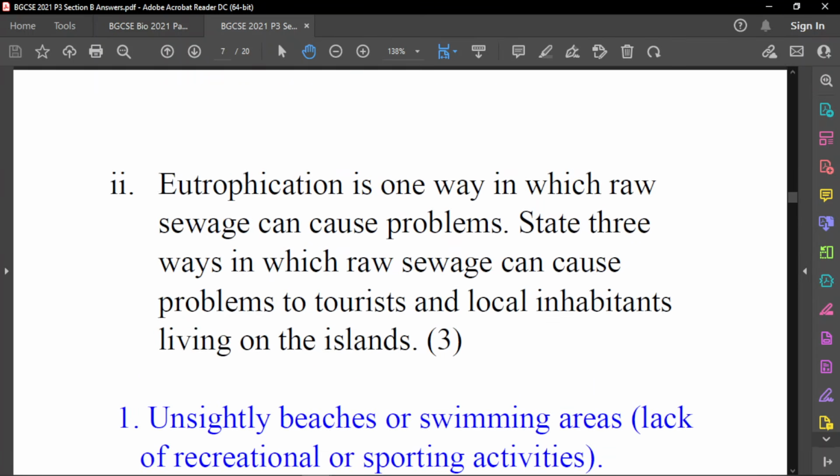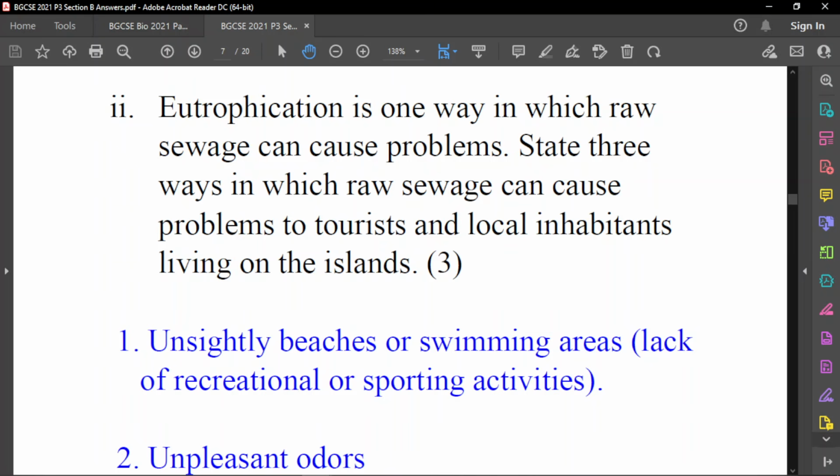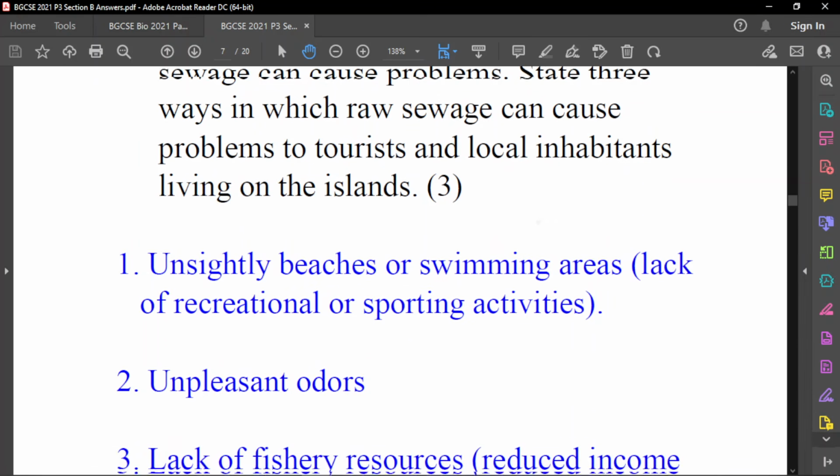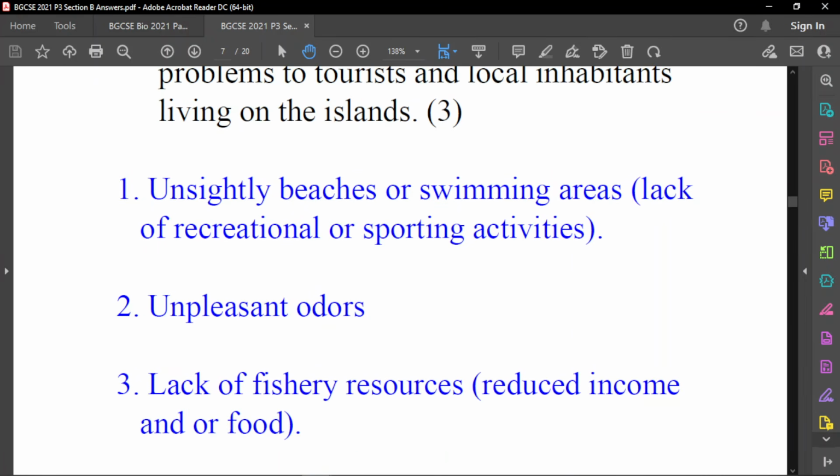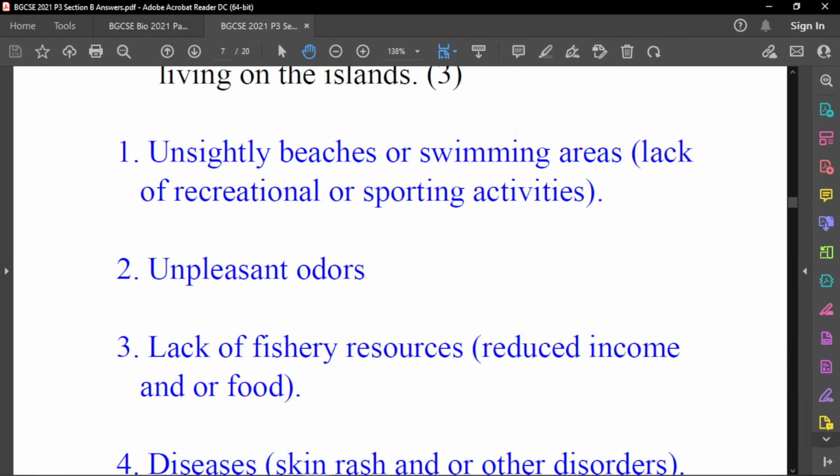All right, so let's go to this part now. Eutrophication is one way in which raw sewage can cause problems. State 3 ways in which raw sewage can cause problems to tourists and local inhabitants living on the islands. So now, besides the environment, how can it affect us, really? So one, the raw sewage that is there could be unsightly, of course.